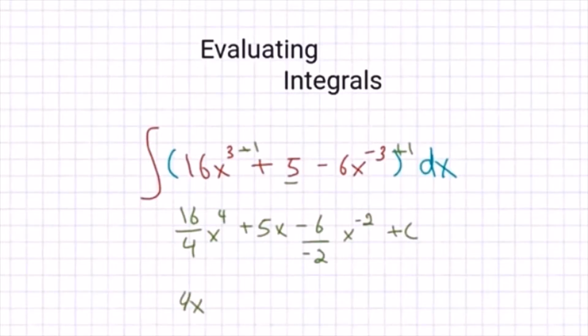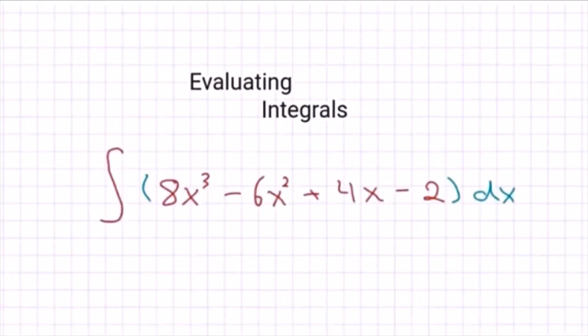4x to the power of 4. And bring down 5x. Then we will put negative 6 over negative 2 in the calculator, which will give us 3x to the power of negative 2 plus c. And that's our final answer.